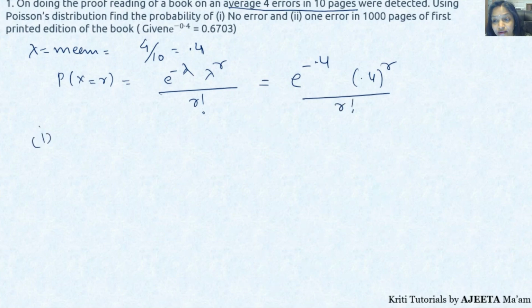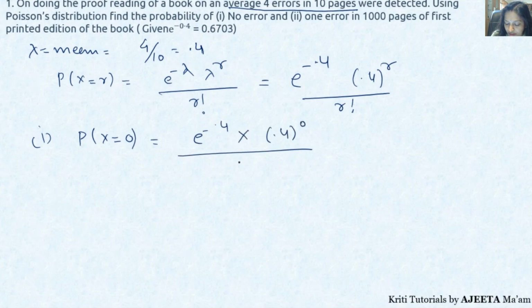So no error. No error means your R is 0. So there is no error. Correct? So हमें 0 के लिए solve करना है. Very simple. 0 factorial is 1. That's what we know. So the answer is only this. That is 0.6703. Right? So that much is the probability for no error. Correct? So this is for no error.